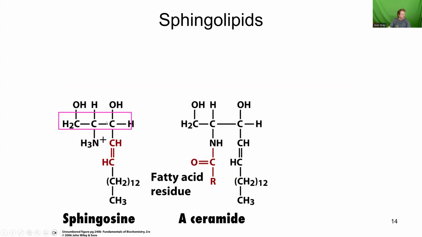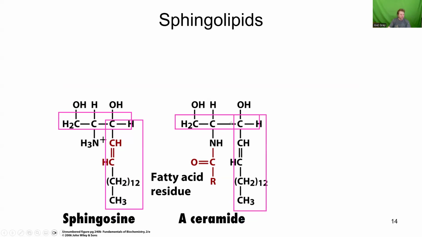Okay, so here's 3, and then here's our 15 more. So there's our 18 carbon backbone. And then we've got this amination at one of those carbons. And at that point, we're going to add a fatty acid. So this is kind of the construction of a sphingolipid.